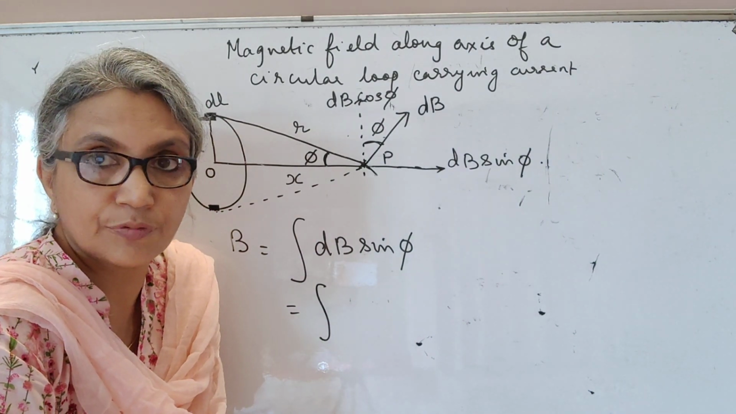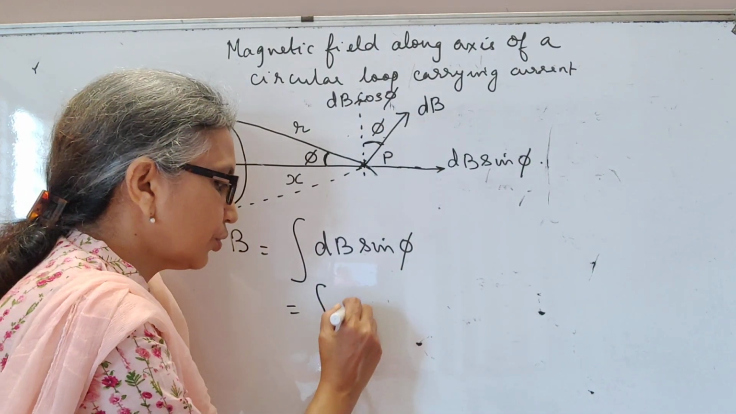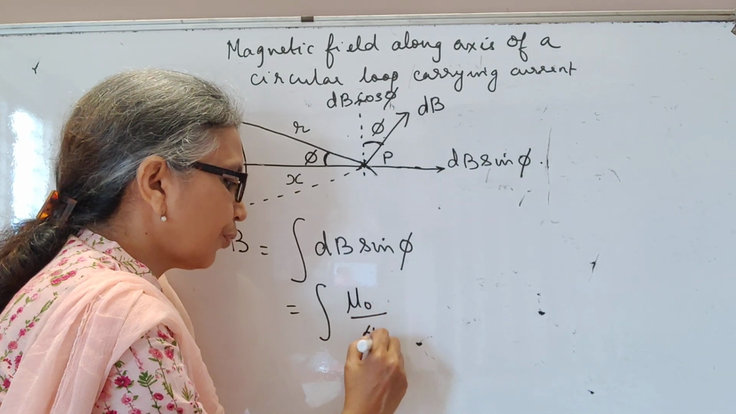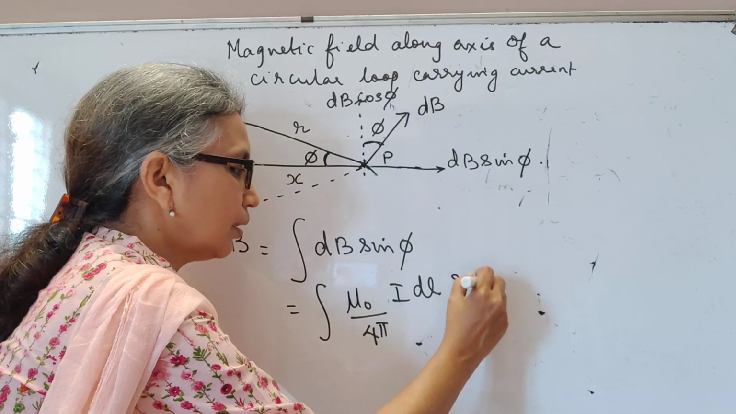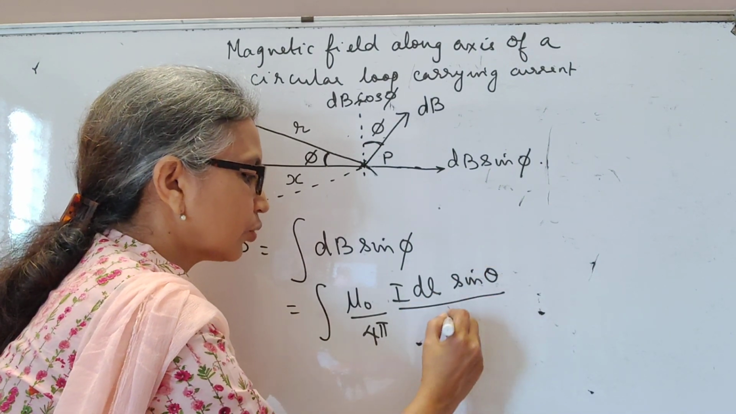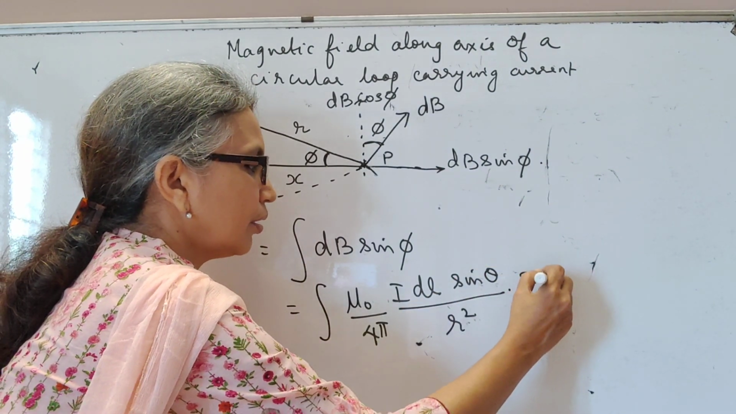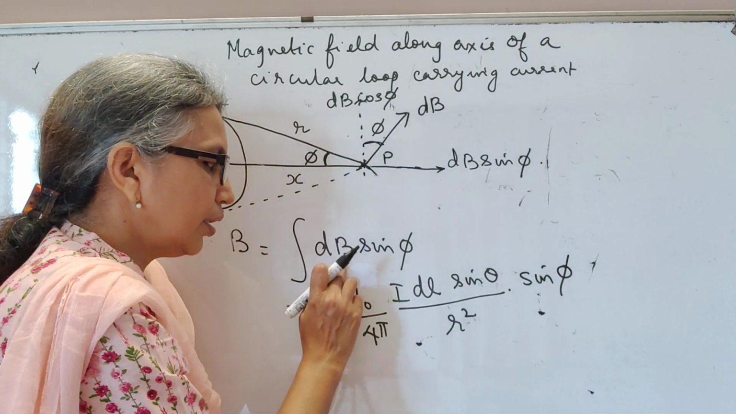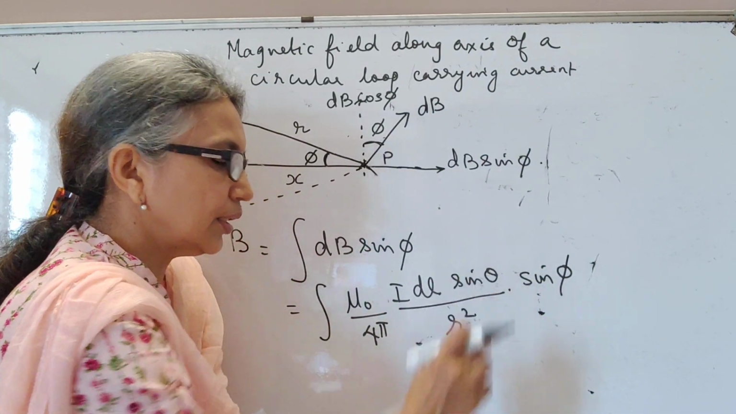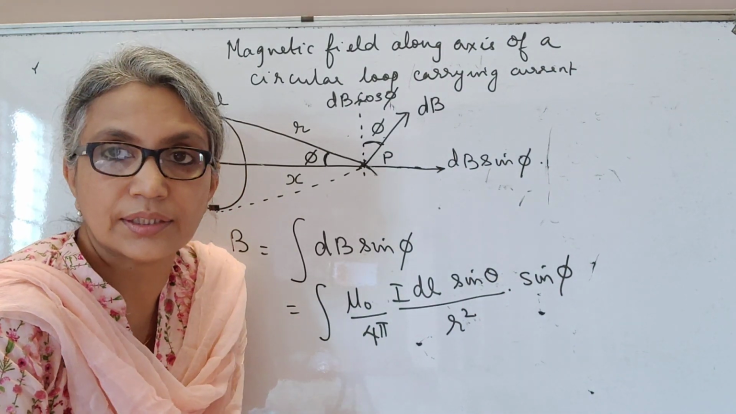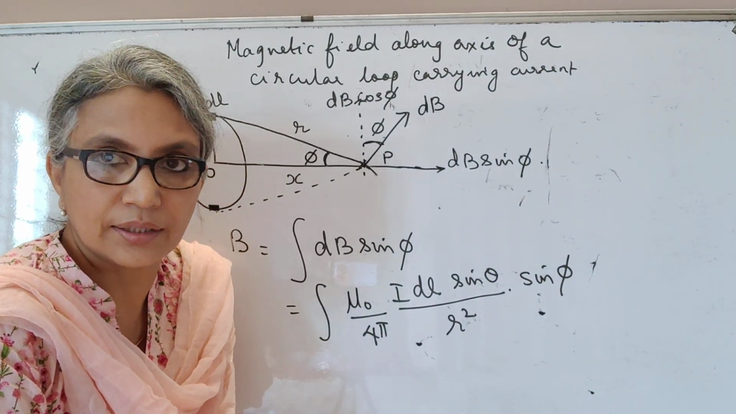Now this is equal to integral dB sin phi. What is the formula that we got from Biot-Savart law? We know it's going to be mu 0 by 4 pi I dl sin theta by r square into sin phi. That is dB, which I substituted from Biot-Savart law. Now please remember this sin theta is 90. What is the sin theta? Angle between dl and r, right?